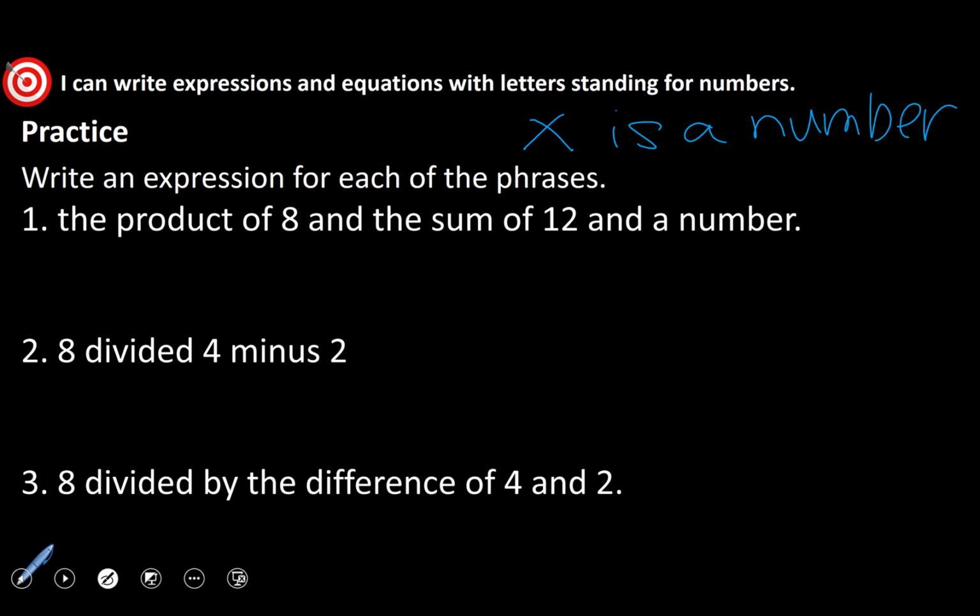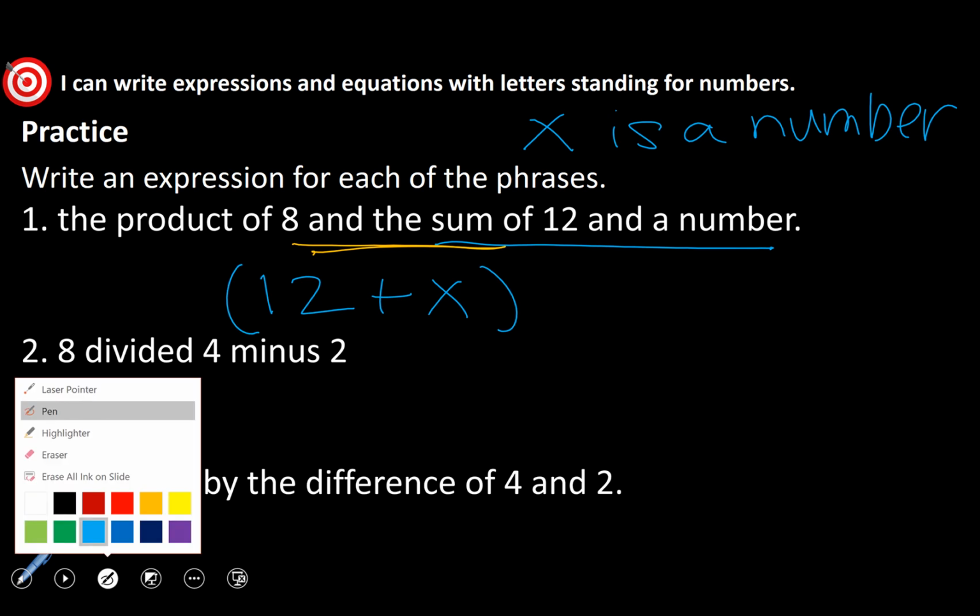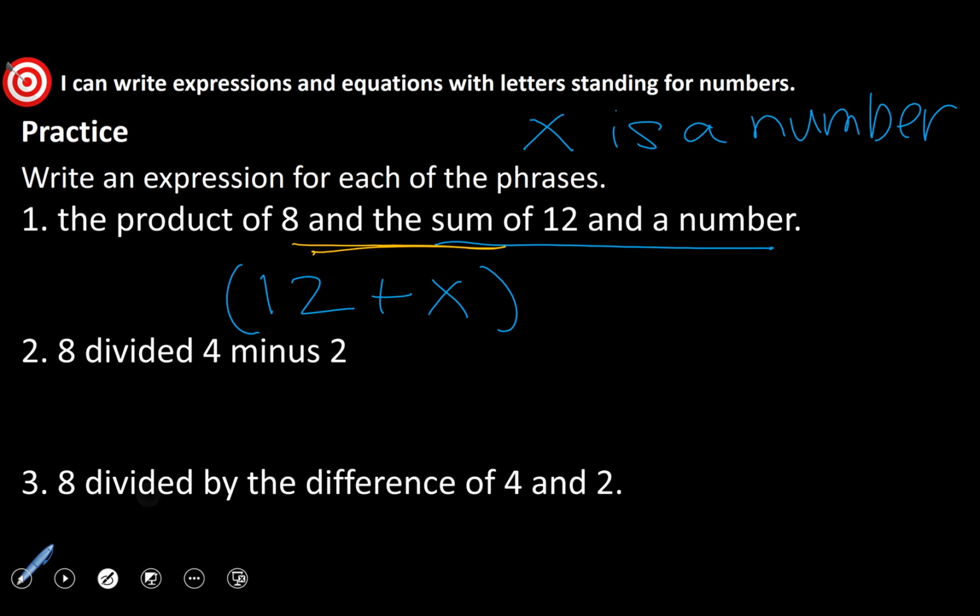Okay, the product of 8 and the sum of 12 and a number. So that means I have to add first because we're multiplying 8 times the sum. Do you see that? We're doing 8 times the sum, but we don't know what the sum is until we add these together. So I'm going to put the sum first, which is 12 plus x, because we know x is a number. I'm going to put that in parentheses. And we're going to multiply that whole thing, because that is the sum of 12 and x, by 8. And that would be our expression.